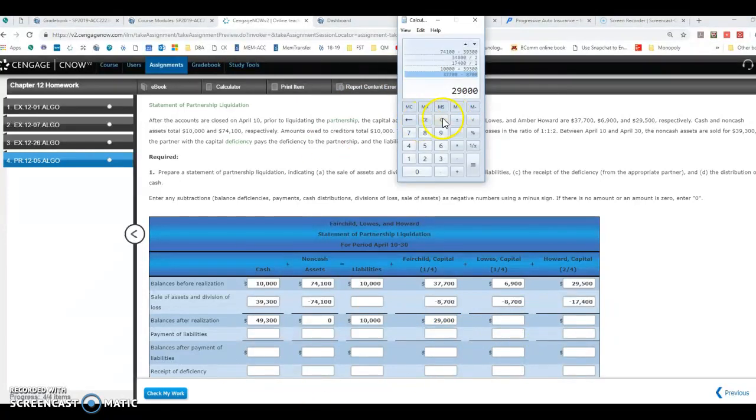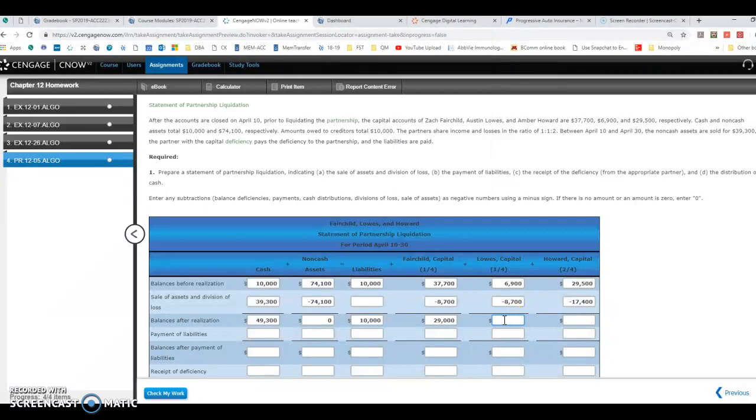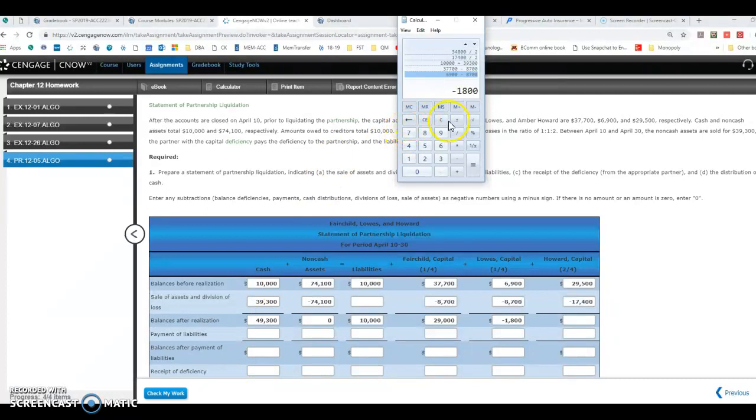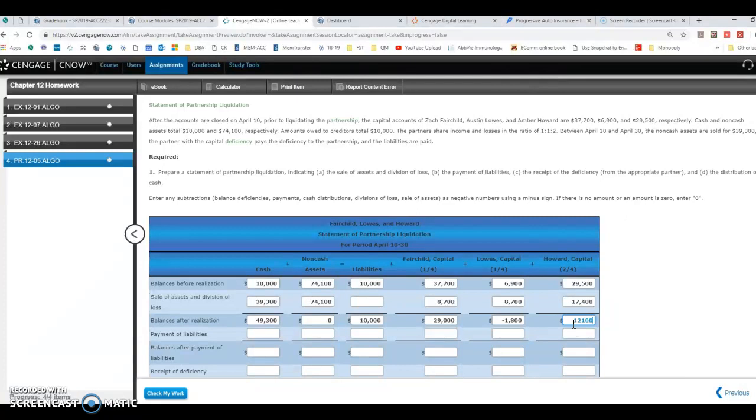And, okay, Lowe had $6,900. We're subtracting $8,700. That puts Lowe in a deficit situation of $1,800. Okay. Now, let's finish Howard's. $29,500 minus $17,400 is $12,100. Okay, so those are the new balances. If we were to add up this side over here, liabilities plus owner's equity still equal our total assets here.